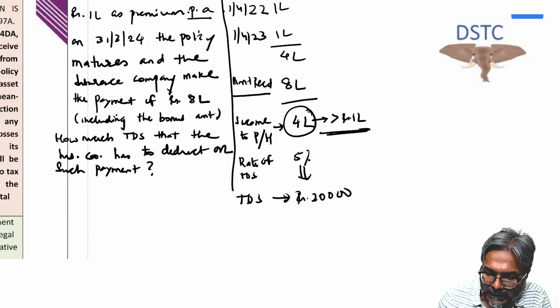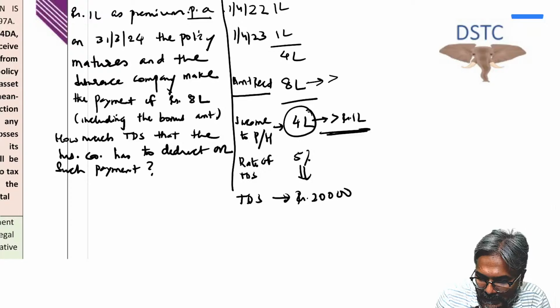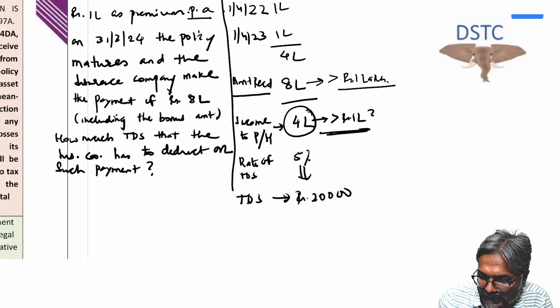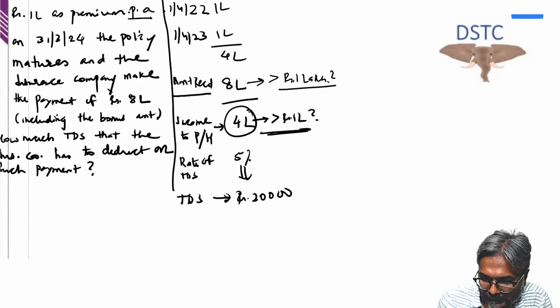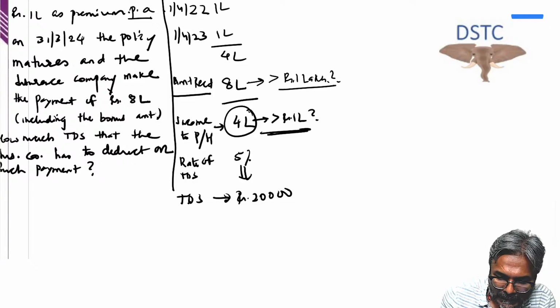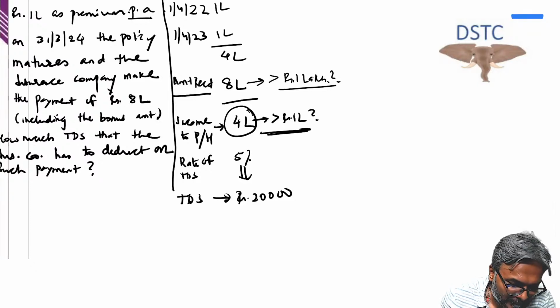Now students, the question therefore is, what I was trying to get into. What should be more than rupees 1 lakh? Quickly. What should be more than rupees 1 lakh? The amount received, that is the amount paid, should be more than rupees 1 lakh, or the income component should be more than rupees 1 lakh?